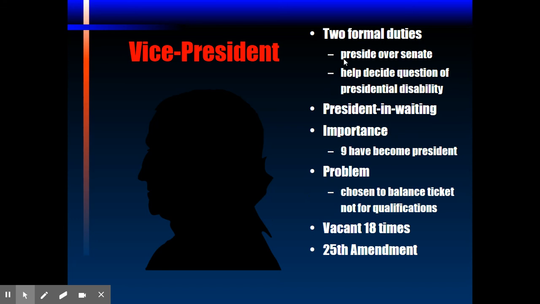But these are the only two formal duties of the vice president. Remember we talked about as well that he is not at the Senate on a day-to-day basis. He, of course, can break a tie. If there is a tie in the Senate, he gets to vote. But usually the vice president is not in the Senate on a day-to-day basis. He is, though, of course, important because he is second in line to the presidency.